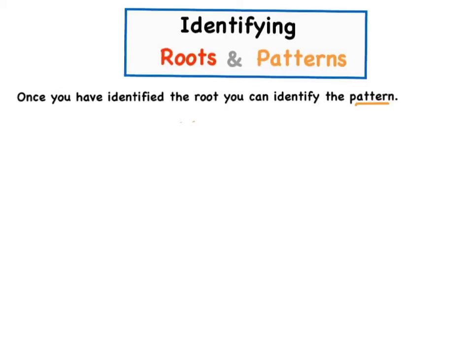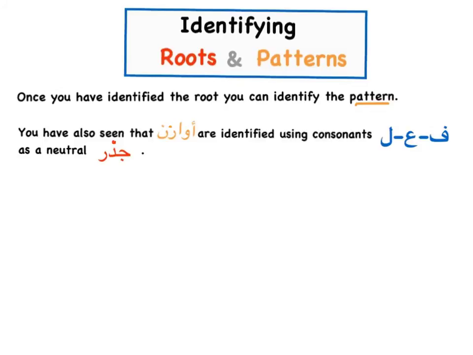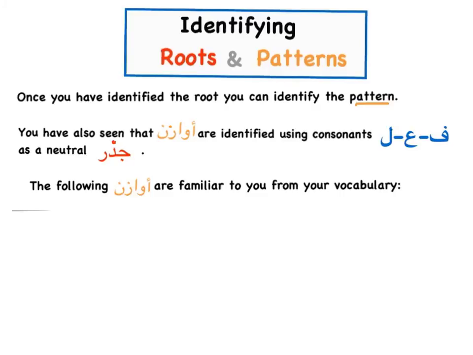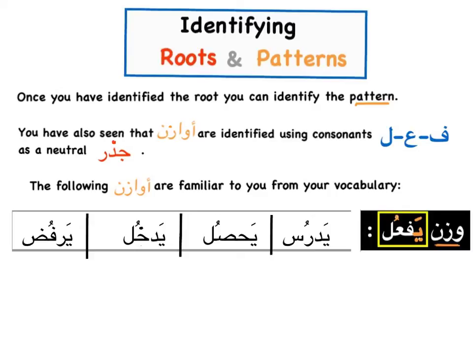And now, more on identifying roots and patterns. Once you have identified the root, you can identify the pattern. I've also seen that أوزان are identified using the consonants fa, ain, lam as a neutral جذر. The following أوزان are familiar to you from your vocabulary. For وزن يفعل, you have يدرس, يحصل, يدخل, يرفض. See the pattern? In place of fa, ain, lam, we replace them with the root of each word, and voila, we get 4 different words, same pattern.